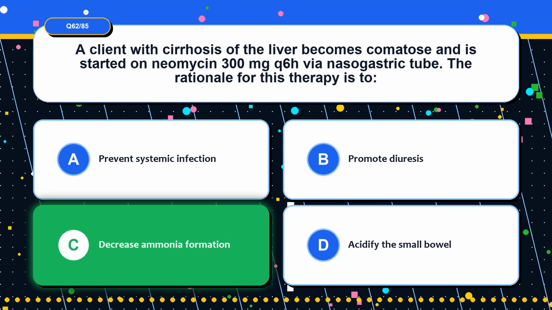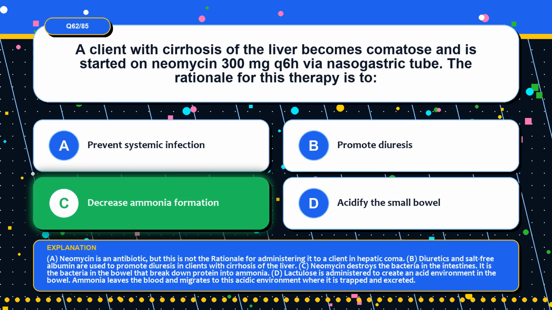The correct answer is option C, decrease ammonia formation. A. Neomycin is an antibiotic, but this is not the rationale for administering it to a client in hepatic coma. B. Diuretics and salt-poor albumin are used to promote diuresis in clients with cirrhosis of the liver. C. Neomycin destroys the bacteria in the intestines. It is the bacteria in the bowel that break down protein into ammonia. D. Lactulose is administered to create an acid environment in the bowel. Ammonia leaves the blood and migrates to this acidic environment where it is trapped and excreted.